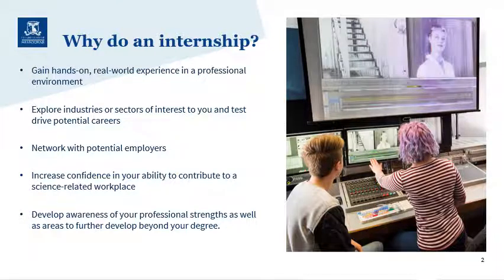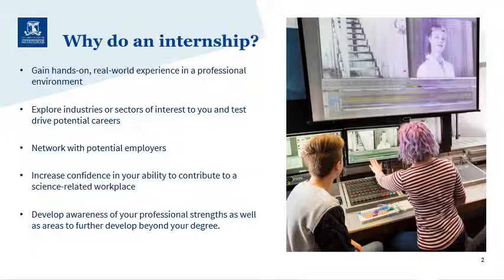Okay, so why do an internship? Well, firstly, the simplest answer to that is you can gain course credit whilst undertaking an industry placement. Lots of people want to do an internship of some form while they study at university, and this allows you to actually count it towards your degree via course credit. You can gain hands-on real-world experience in a professional environment, explore industries or sectors of interest to you, and test drive potential careers. You can network with potential employers.